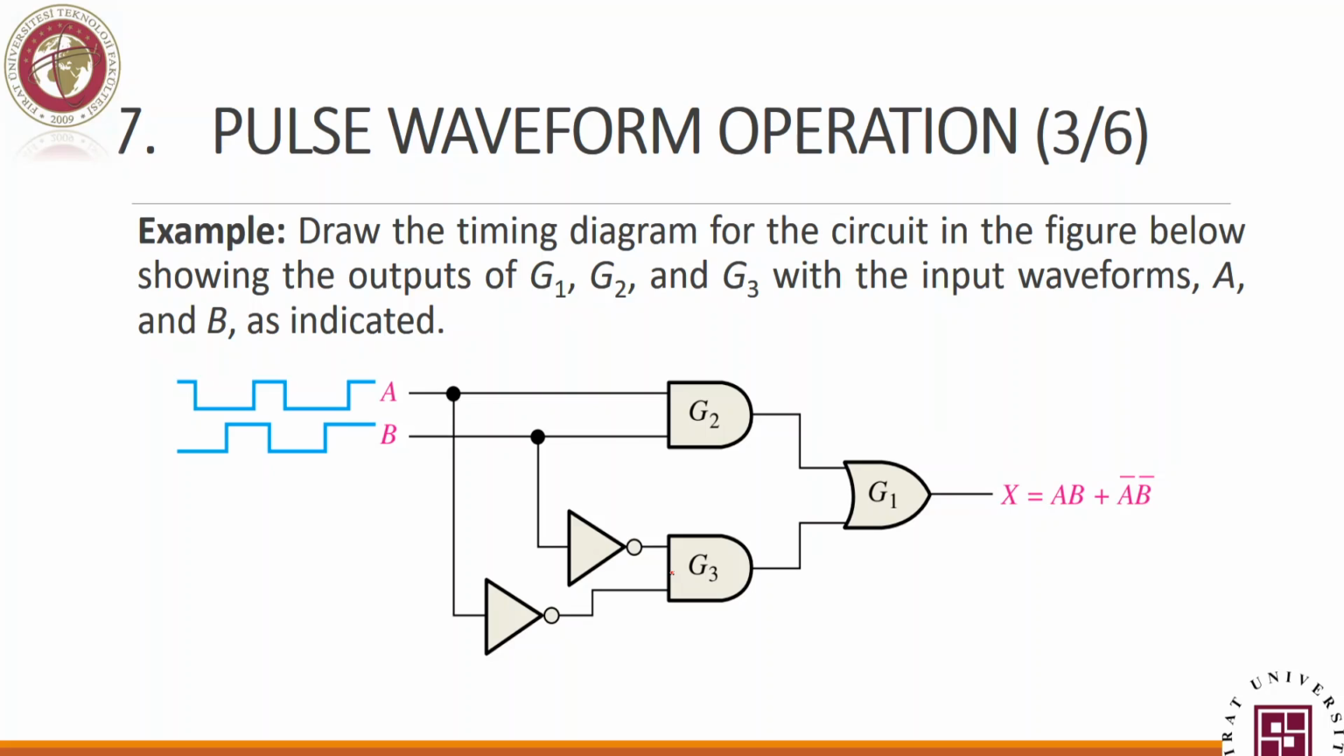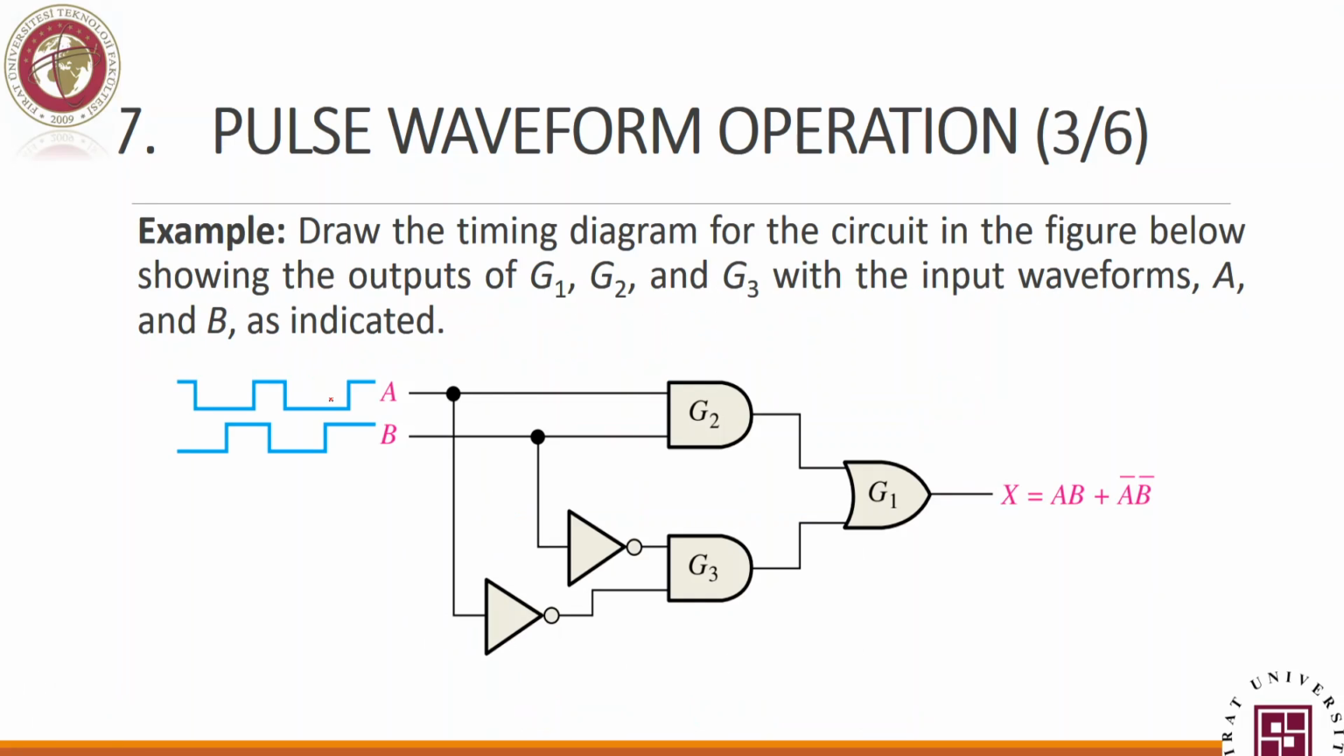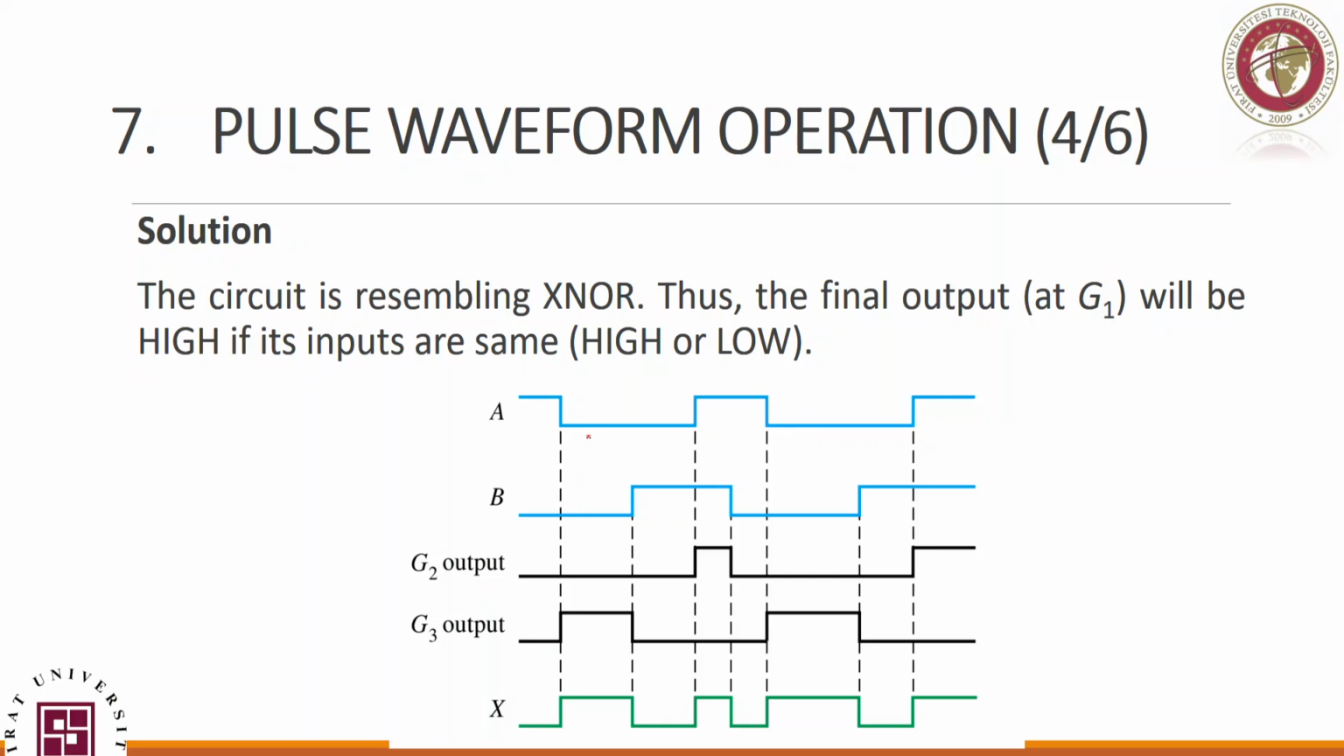How about this one? This is an XNOR. XNOR is represented by AB or not A, not B, okay? If we have a waveform, based on the truth table, it's 1 if they are the same, 0 if they are not. So what matters here is A and B. If they are different, then it's 0, because this is XNOR, the negation of XOR, okay? If they are the same, then it is 1 and so on, that's it, okay?